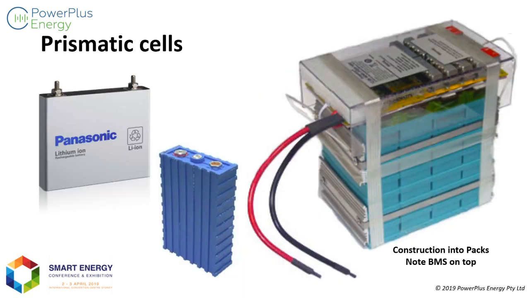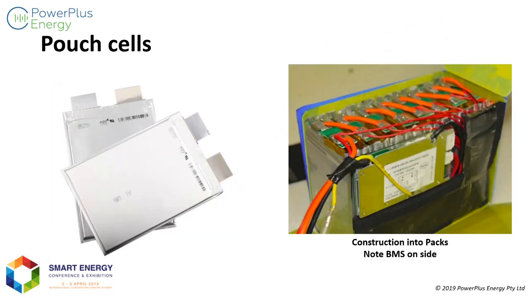Prismatic cells, these are the sort of cells that you see in your electric vehicles, energy storage systems for home use, and so on. Pouch cells are also used in electric vehicles and home storage systems. And again, you see the battery management system circuit board on the side of the battery there.